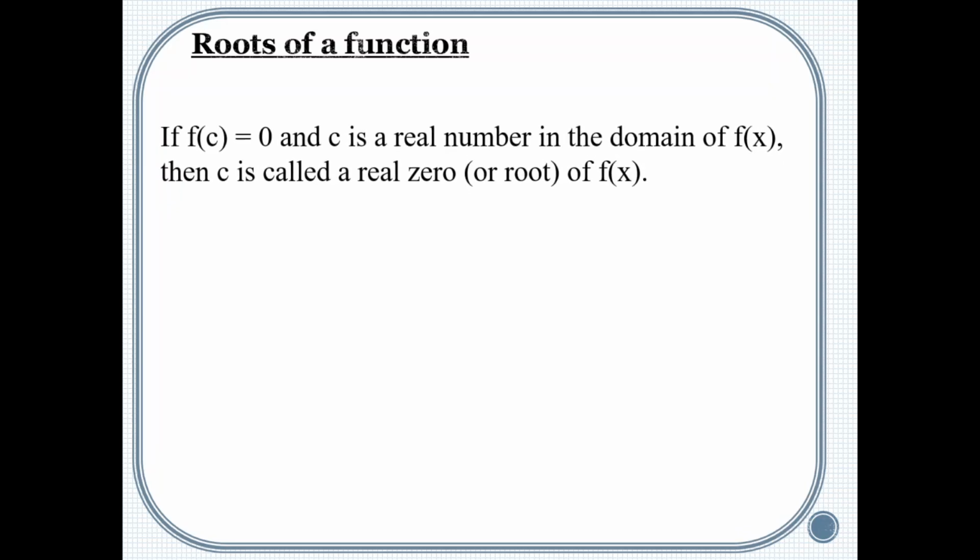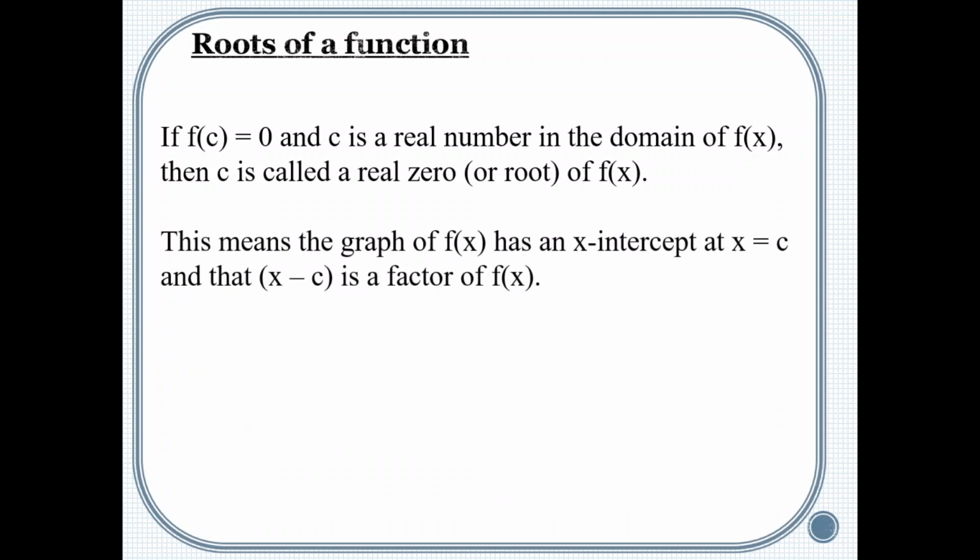So first of all, the root of a function is where the function f of c equals 0. And so we call this a root. And if c is a real number, then it is a real root, also called a 0. That also means the graph is going to intercept the x-axis at x equals c, and that x minus c is a factor of the polynomial.